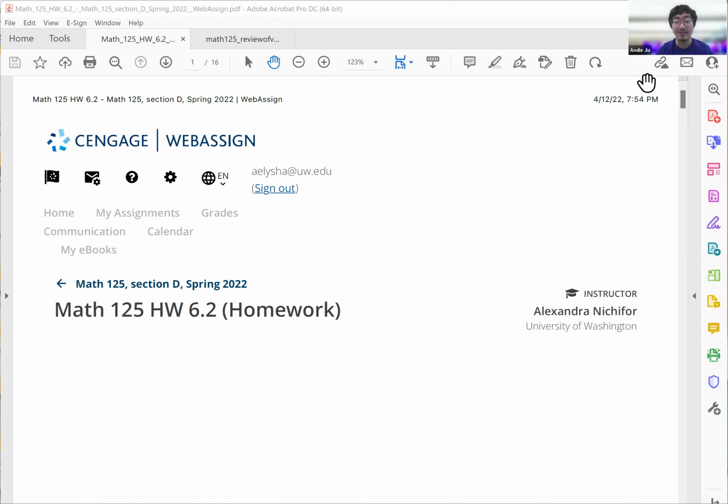Section 6.2, volume by cross-sectional slicing, is the first way to find the volume of a solid by integration.